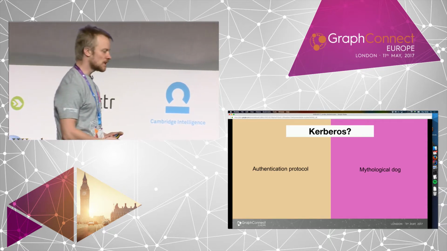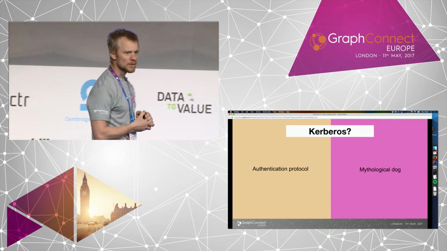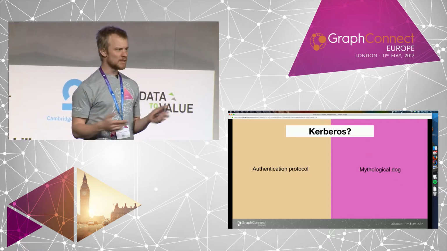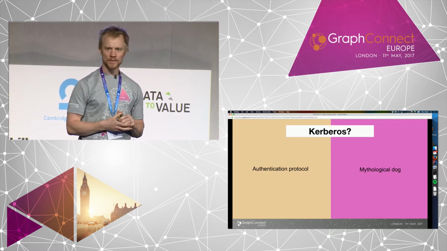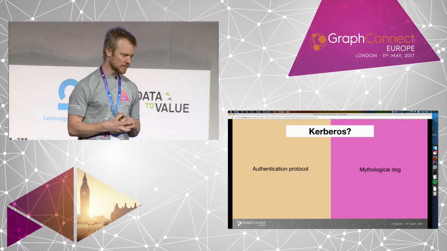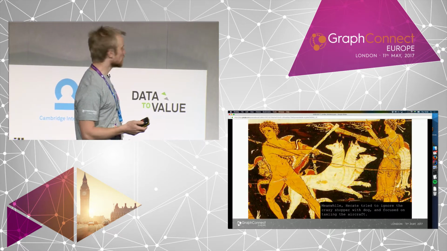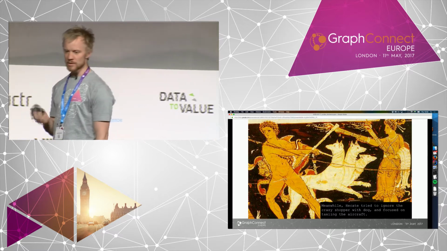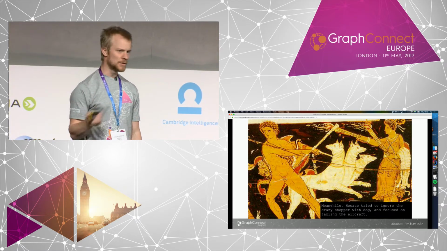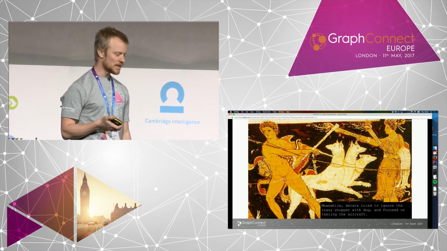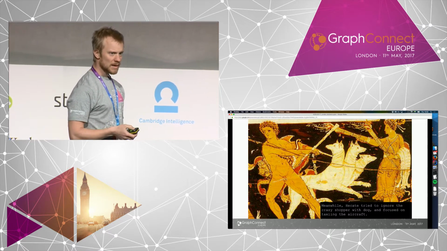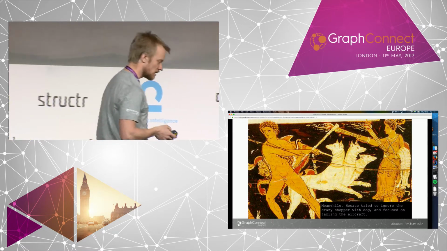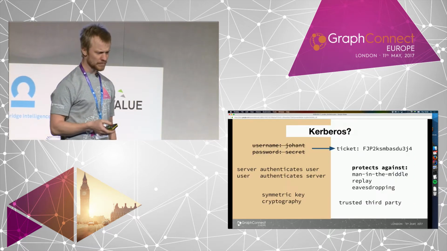Or we could be talking about the mythological dog Kerberos, which is a three-headed beast that they use to protect the underworld of Hades from the living. I would not suggest that you use the mythological dog Kerberos to secure your Neo4j cluster. That could have unintended consequences. So we will be talking about the Authentication Protocol.